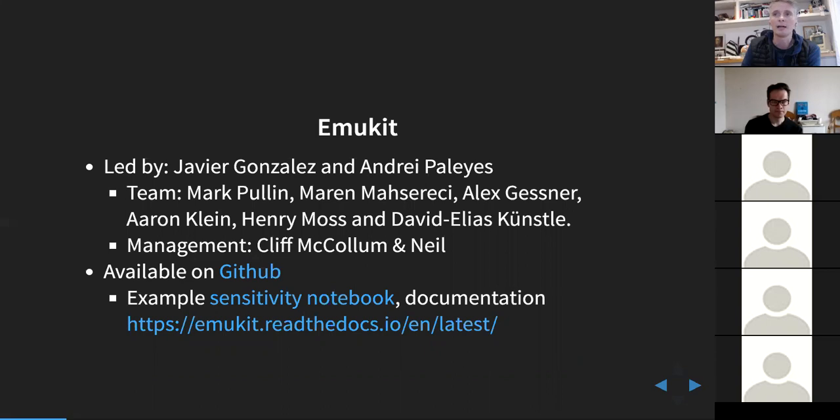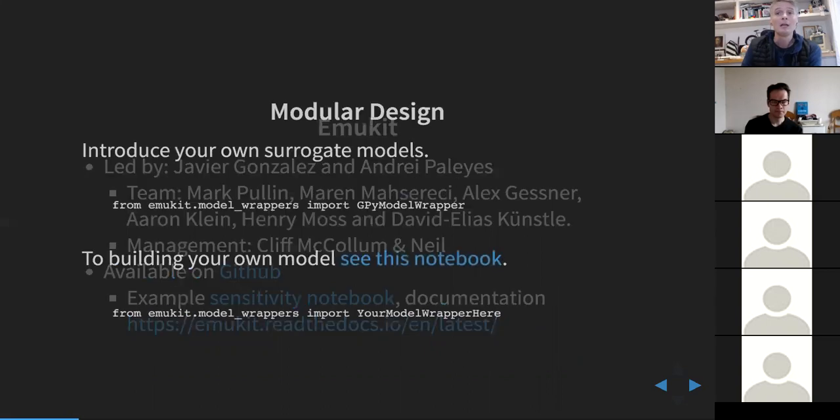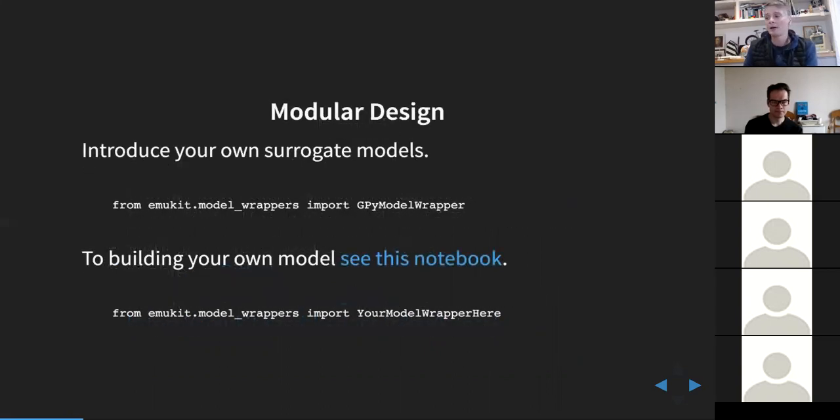We were quite careful about a lot of that stuff. So the key thing about EmuKit is it has this very modular design. And just to give you an example of that, although we obviously had this software we built called GPy, which was a surrogate modeling software, you don't have to use that surrogate modeling software.